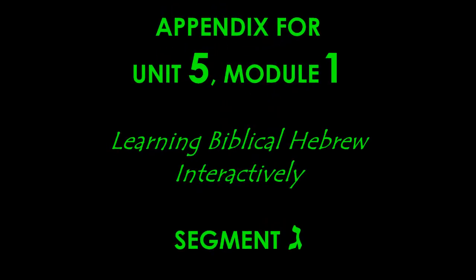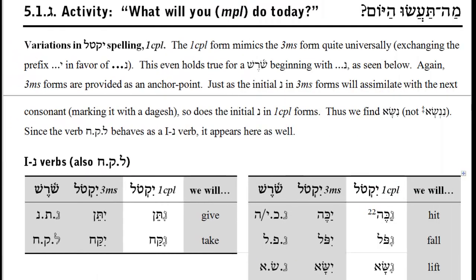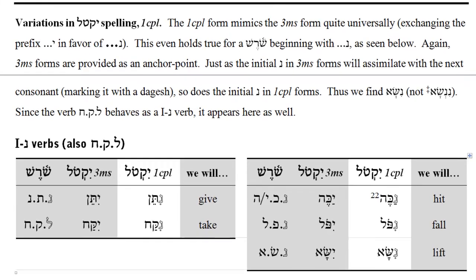Here then is the appendix section corresponding to Chamesh Nikud Achat Nikud Gimel. Let's walk through some of the so-called weak verbs to appreciate how various consonants will respond when appearing in the first common plural conjugation, the we will conjugation of the yiktol.